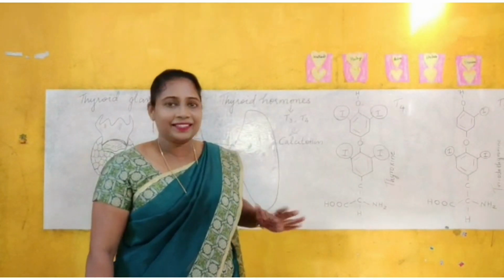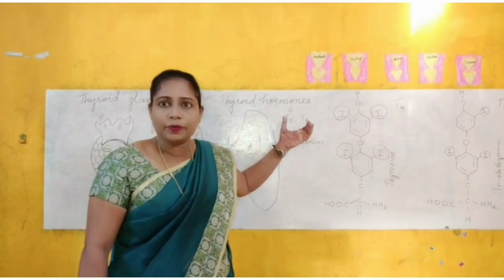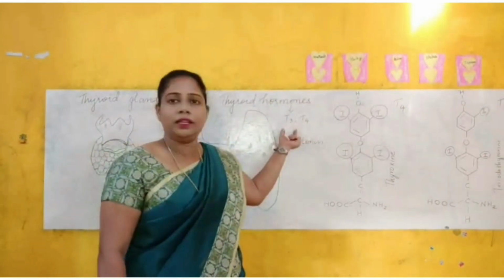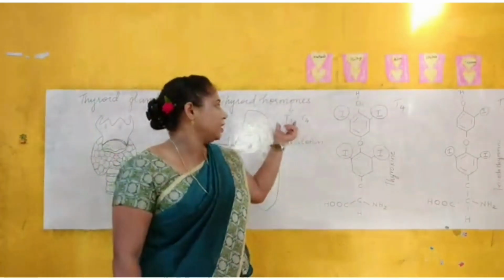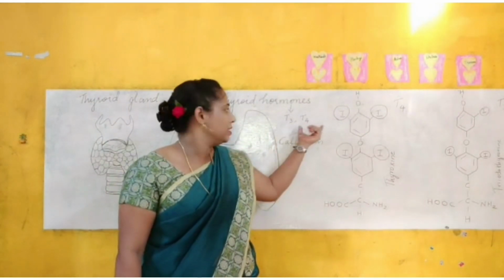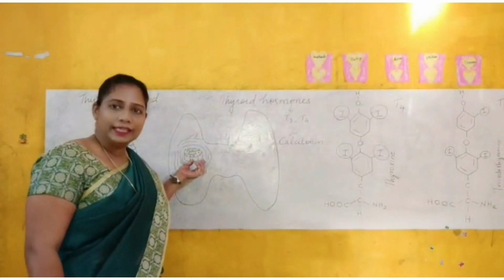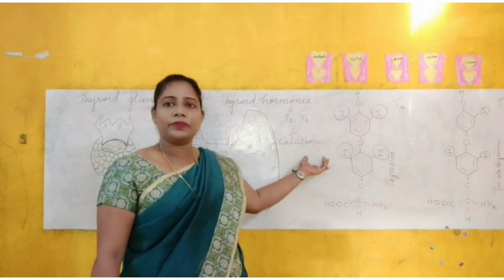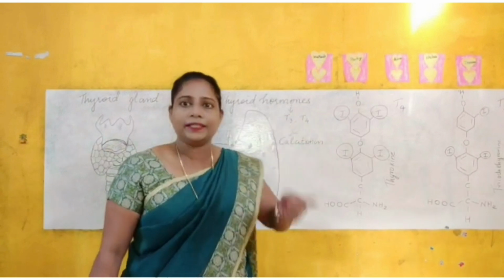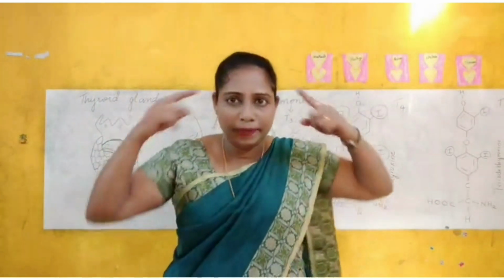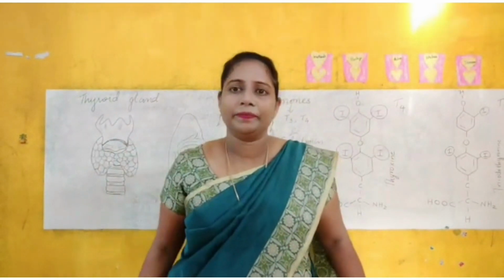Clear, children? So I will once again recap only the thyroid hormones. Thyroid gland produces three major hormones: T3, T4 and calcitonin. T3 is triiodothyronine. T4 is thyroxine. These two are produced from the follicle. Calcitonin is produced from the parafollicular cells. Thyroxine is the personality hormone. It is involved in mental development, physical development and maintains basal metabolic rate.